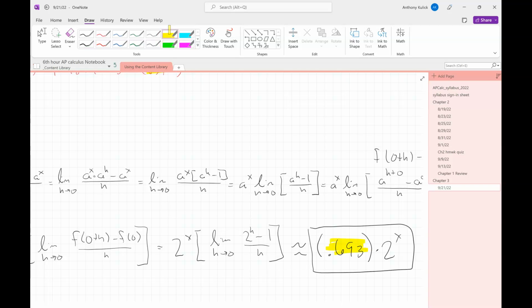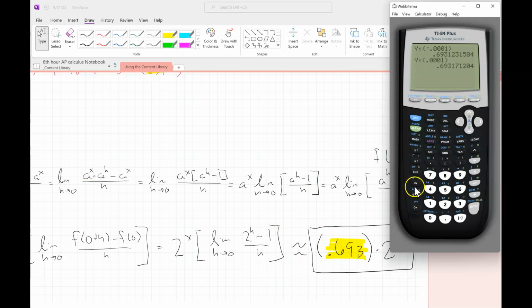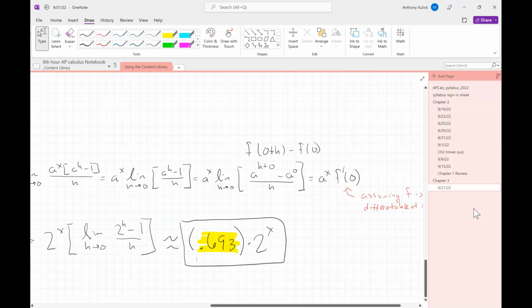Does anybody recognize the number 0.693? Mr. Kulik did when he was doing this. It's the natural log of 2. I don't know. I recognize it. I could have gotten that just once. That was my second choice.